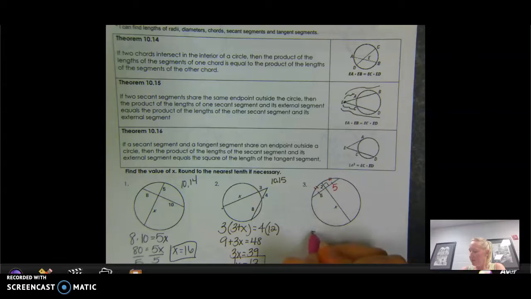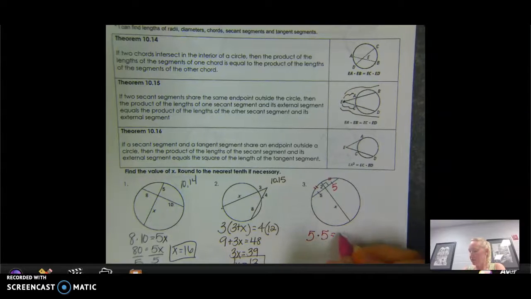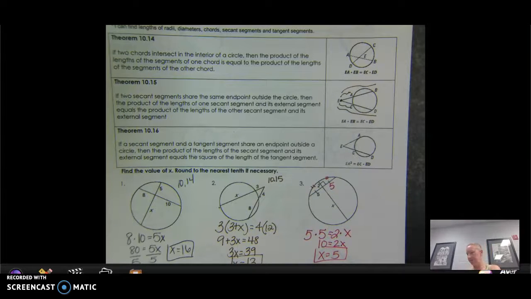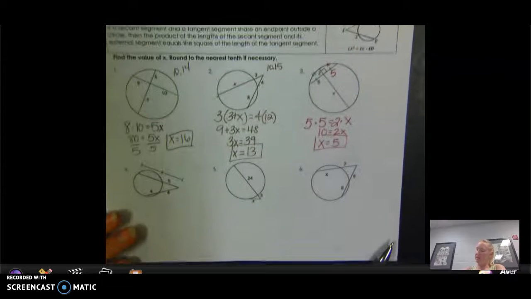So 5 times the other piece, 5, is equal to 2 times x. So that equals x times x equals 2x. This is clearly not drawn to scale. I'm going to divide by 2, and I get x equals 5. So again, not drawn to scale, and that's okay. Okay, go ahead and pause me and try, well, actually, I want to do number 4 with you.